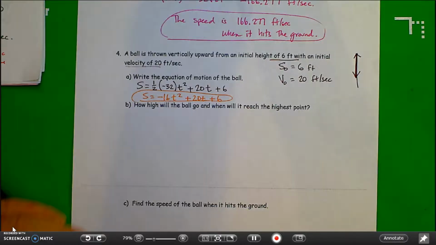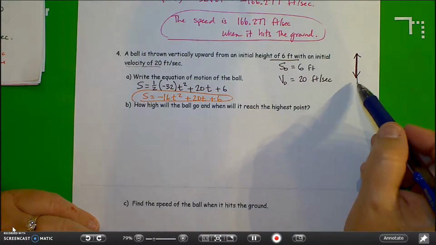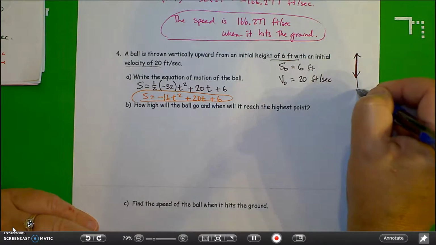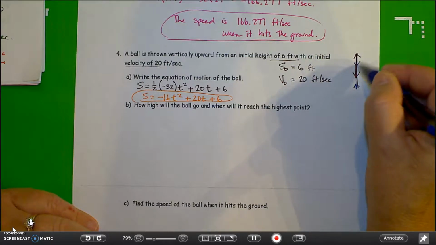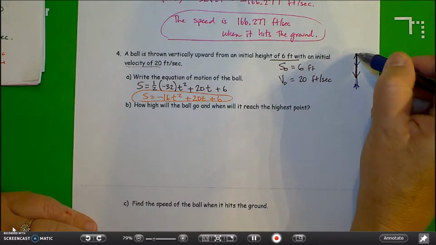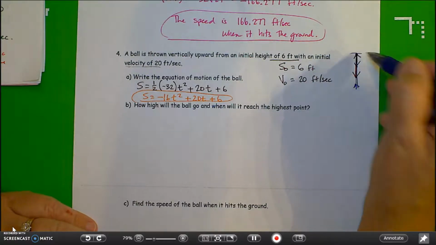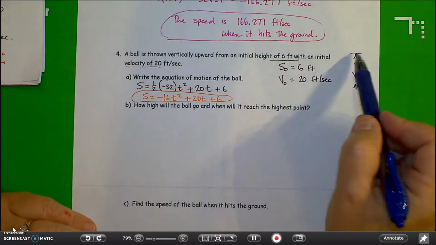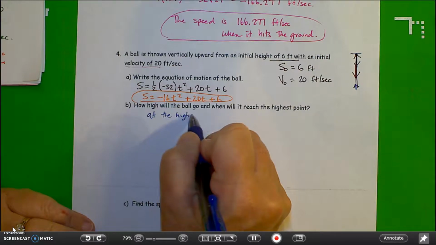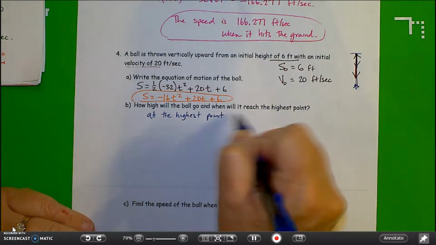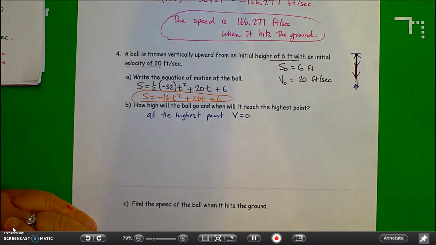So now here's some questions that would come out of this. How high will the ball go, and when will it reach the highest point? Okay, so again, if you throw the ball straight up, it goes straight up, and at some point it's going to stop and reverse its direction and come back down. So where it stops and reverses its direction, that is actually the highest point. Okay, so at that highest point, the velocity for that instant is equal to 0. So at the highest point, where it's going to turn around, the velocity comes to 0.